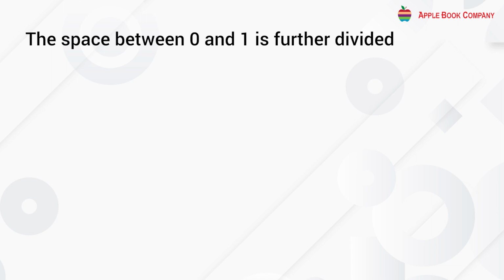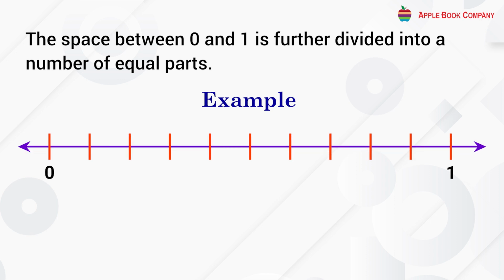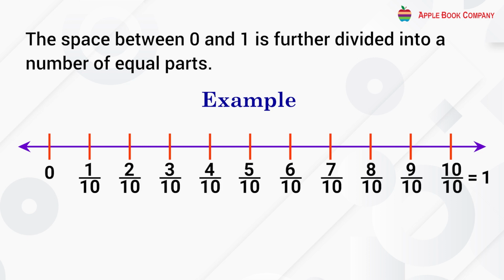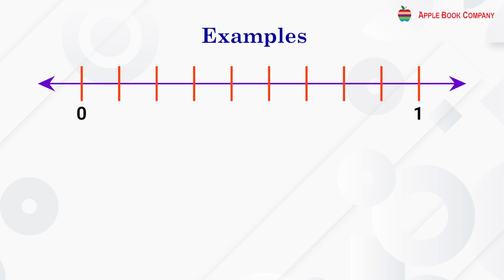The space between 0 and 1 is divided into a number of equal parts. In the example given below, the space between 0 and 1 is divided into 10 equal parts. Each point represents the fractions as shown below. Now here are some more examples. In the number line shown below, the space between 0 and 1 is divided into 9 equal parts, and the 6th part is shown for you. Therefore, the point represents 6 by 9.